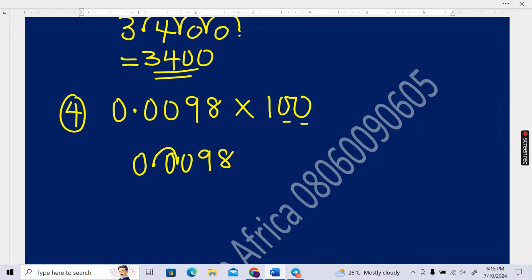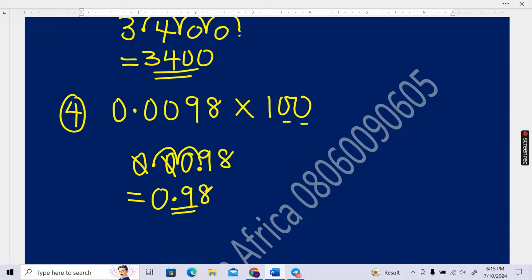Let's do it together. 1, 2. So my decimal point's new place is right here. So what happens to the zeros on the left, except for the single zero before the decimal point? The first one will be taken out. The second one will be taken out. You can leave the last one because we must have a number on the left. So that will be 0.98. So 0.0098 times 100 is equal to 0.98.